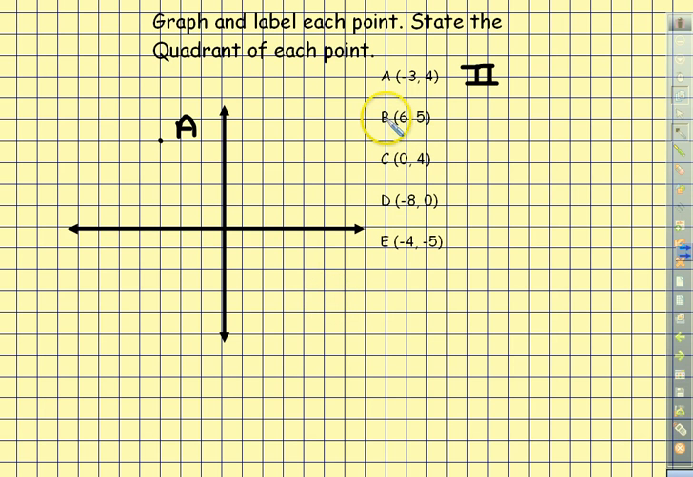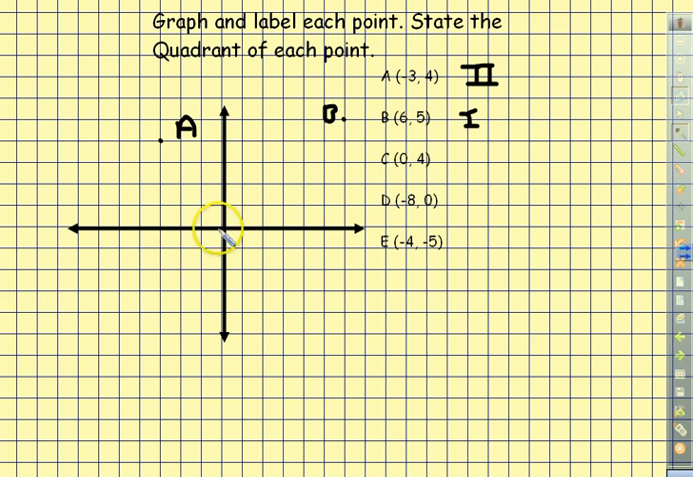All right, for point B, again, starting at the origin at 0, 0, it is going to be positive 6, positive 5. So we're going to move 1, 2, 3, 4, 5, 6. And then we're going to move up 5 because it's positive. 1, 2, 3, 4, and 5. So that is my point B, and that is quadrant 1.